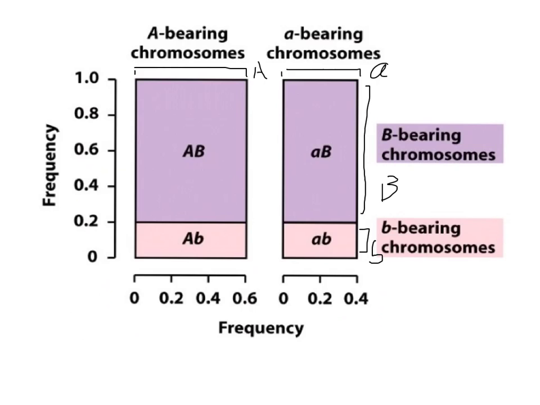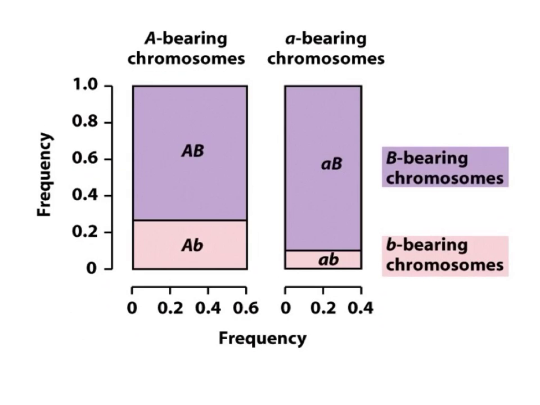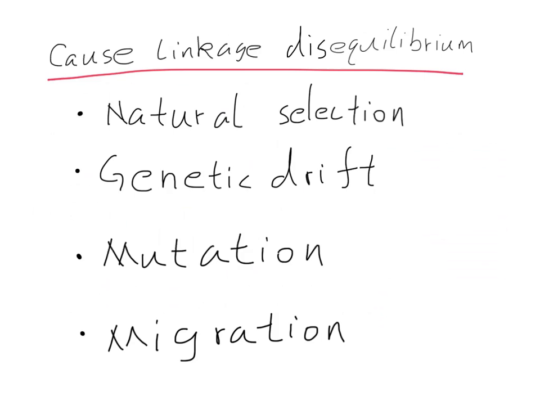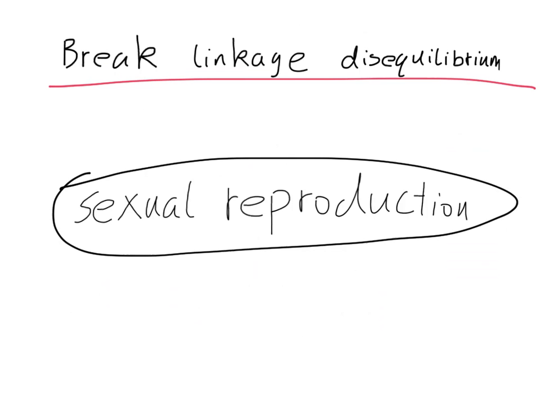allele little a has the same frequency of linking with allele big B and allele little b. That is linkage equilibrium. And in the picture we can see allele little a is more likely to link with allele big B than allele little b. That is linkage disequilibrium. And we know natural selection, genetic drift, mutation, and migration will cause linkage disequilibrium. Natural reproduction will break linkage disequilibrium.